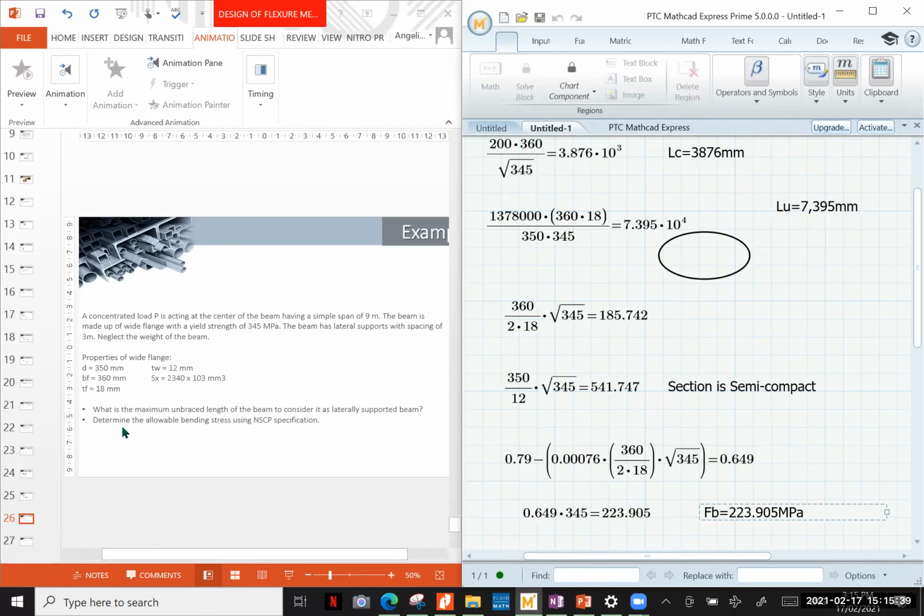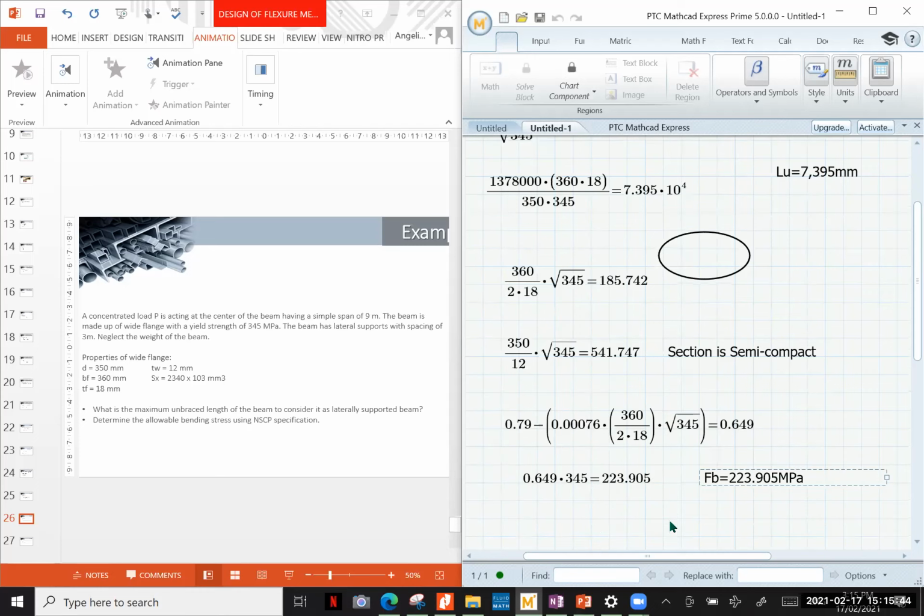So ang tanong lang naman, determine the allowable bending stress using NSCP specifications. So ang tamang sagot is ito rin. Ito na yung sagot for letter B. Okay. So that is how you solve this problem. So, unang-unang tulad nito, check natin kung laterally supported ba or hindi para alam natin kung anong analysis yung gagawin.